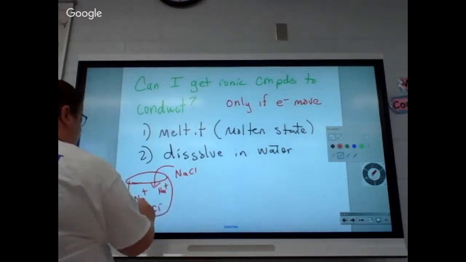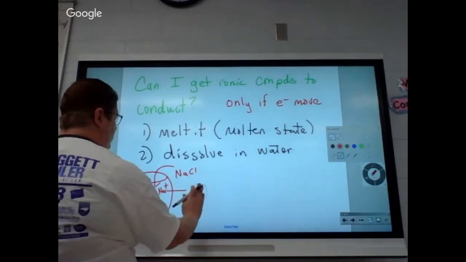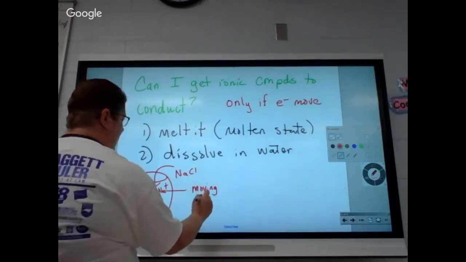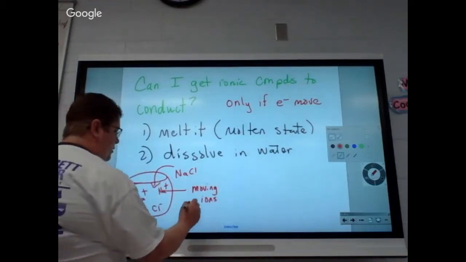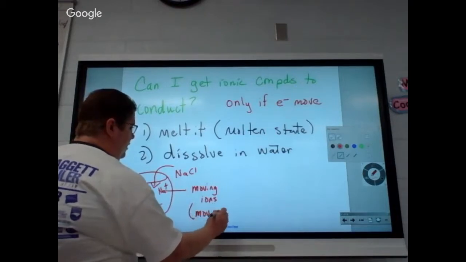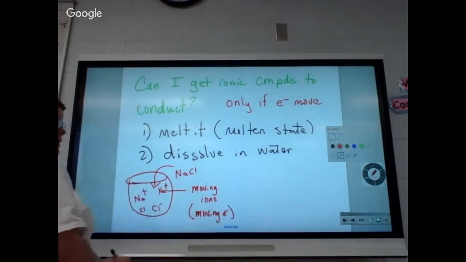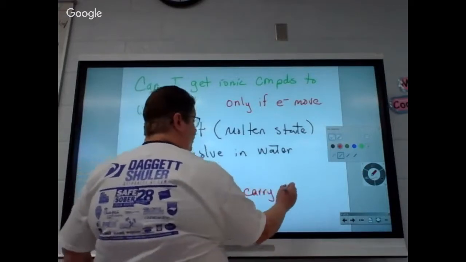Now, if I put some salt in water, I create Na+ and Cl-. These Na+ and Cl-, these are moving ions. These moving ions are your moving electrons. They carry the current.